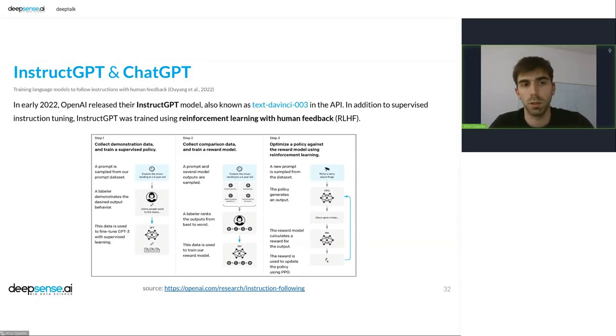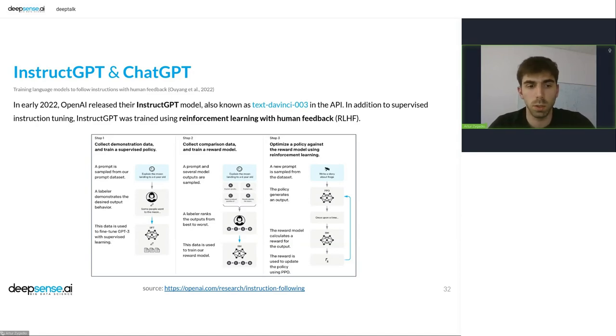So in addition to supervised instruction tuning, which I described a moment ago, InstructGPT was also trained using the RLHF algorithm, which is reinforcement learning with human feedback. You can see the full training procedure on the slide. In step one, with the help of humans, OpenAI collected demonstration data. They asked some labelers to write prompts and to write desired output behaviors of the model. So they collected quite a large data set of instructions and answers to them. They also used a subset of the prompts that early users of their API were actually writing. This data was used in the standard supervised fine-tuning manner to fine-tune their GPT-3, but this was not enough.